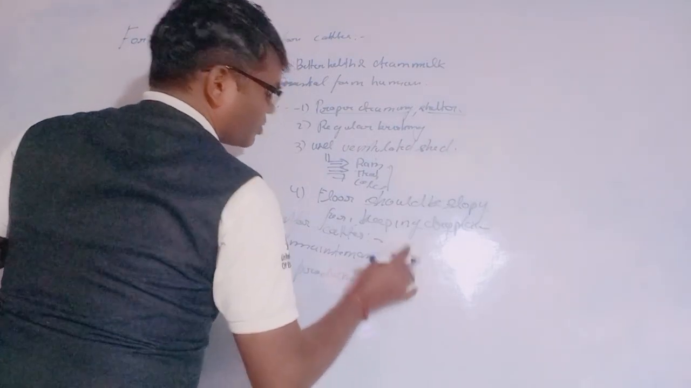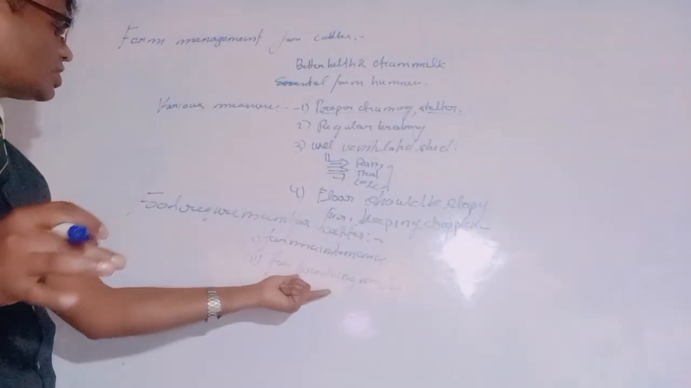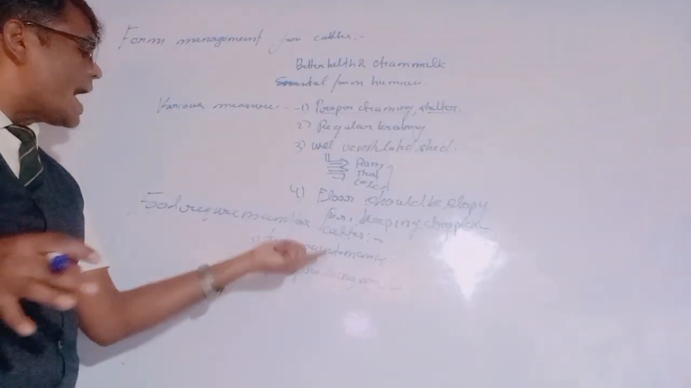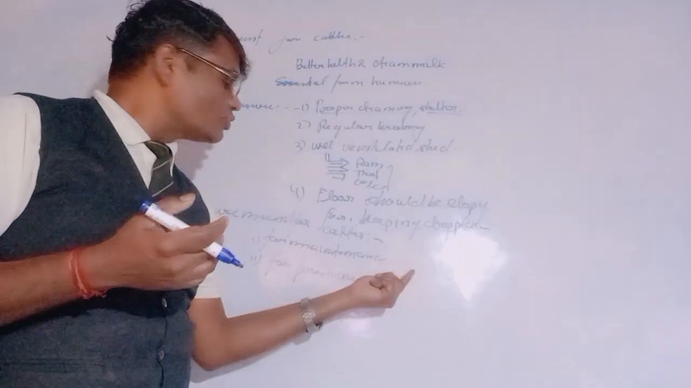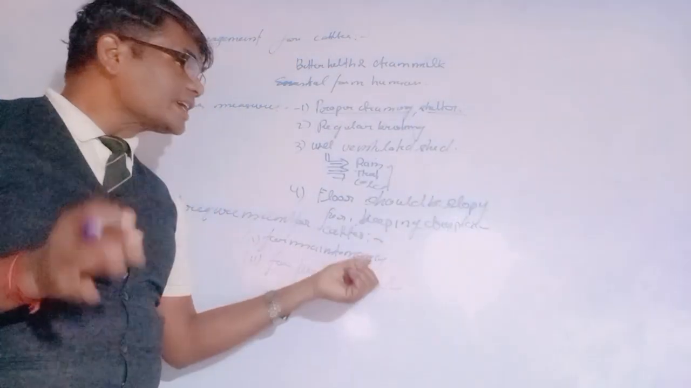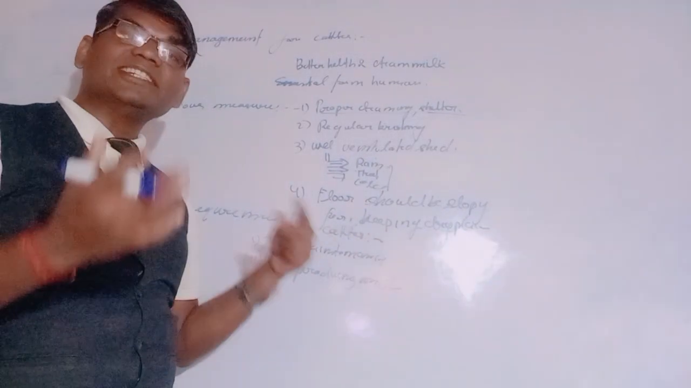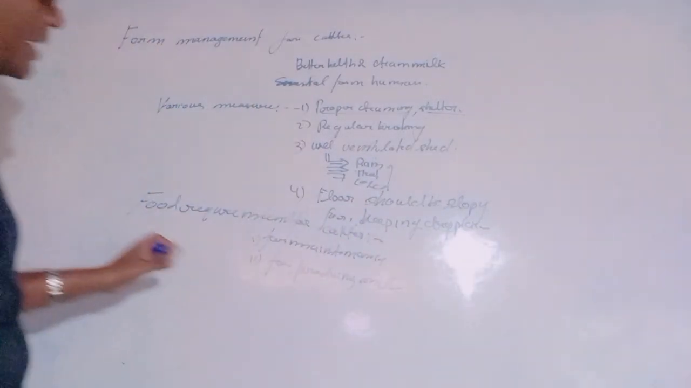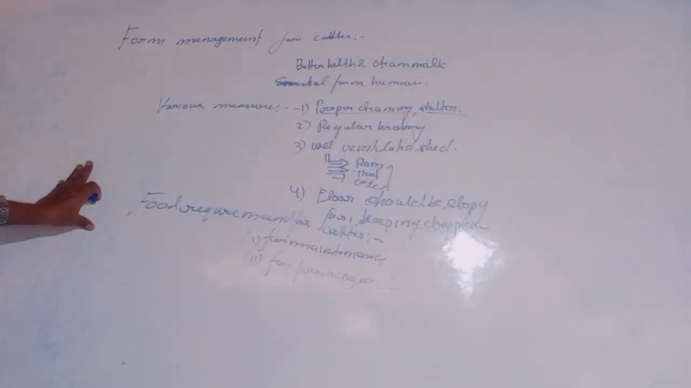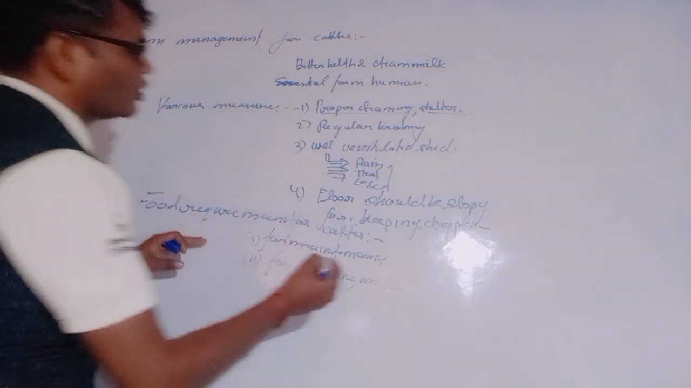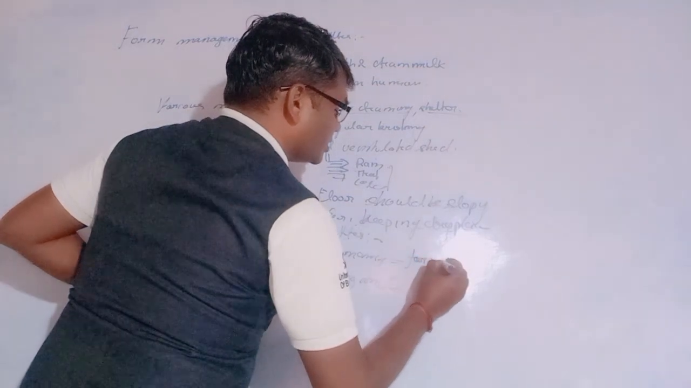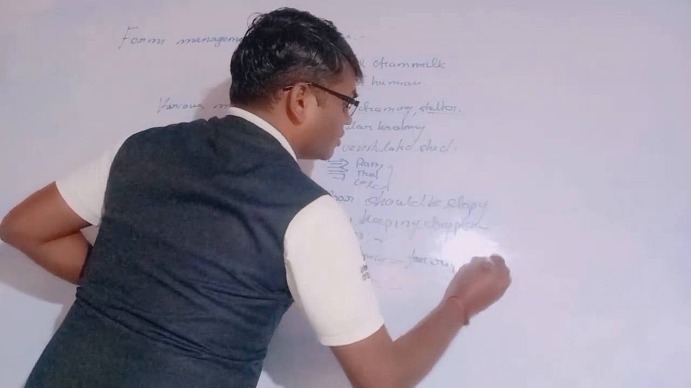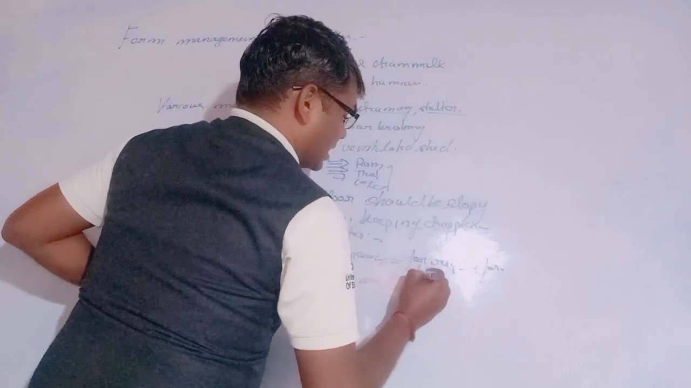Producing means that at the time of the lactation period we will increase the lactation, and maintenance means the period when the cow is not in the lactation period. So maintenance food is required to support the animal to live a healthy life.